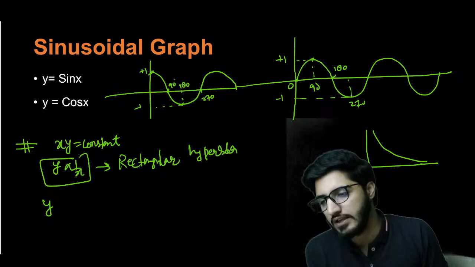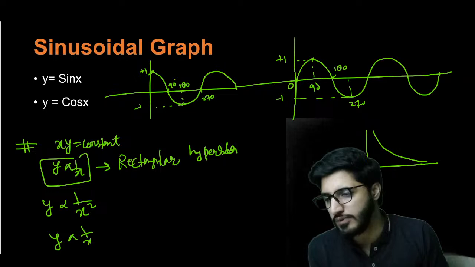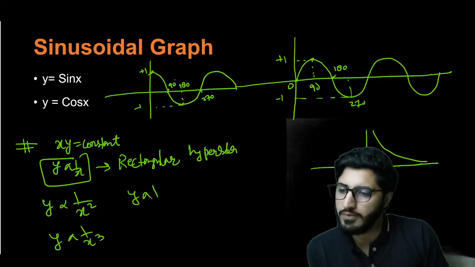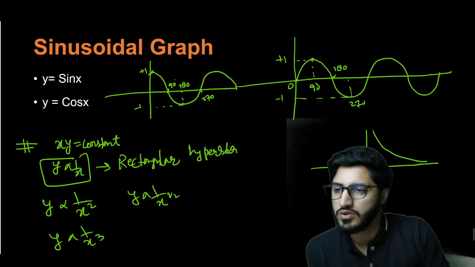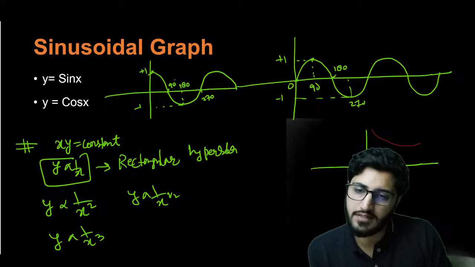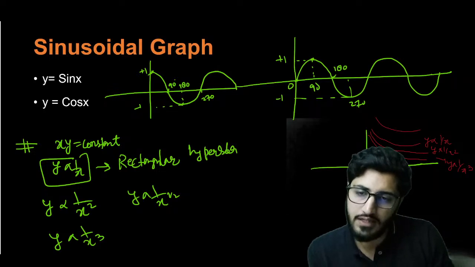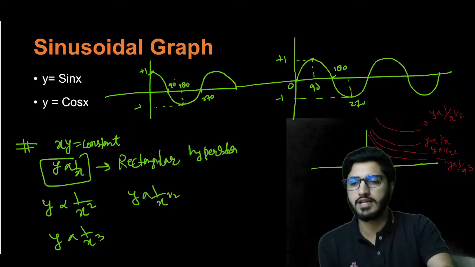Let's say y is inversely proportional to 1 by x to power 2, y equals 1 by x to power 3, and y equals 1 by x to power 1 by 2. So how can you represent the graphs here? Look, if we are having x, so y proportional to 1 by x. If you are having more power, there will be more slope. So this one would be y proportional to 1 by x square, this one y proportional to 1 by x to power 3, and this one y proportional to 1 by x to power 1 by 2. The graphs will look like this now.